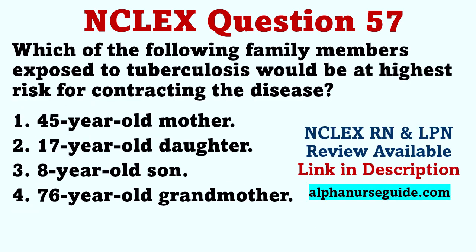Which of the following family members exposed to tuberculosis would be at highest risk for contracting the disease? 1. 45-year-old mother. 2. 17-year-old daughter. 3. 8-year-old son. 4. 76-year-old grandmother. The correct answer is 4. Elderly persons are believed to be at higher risk for contracting tuberculosis because of decreased immunocompetence. Other high-risk populations in the United States and Canada include the urban poor, clients with acquired immunodeficiency syndrome, and minority groups.